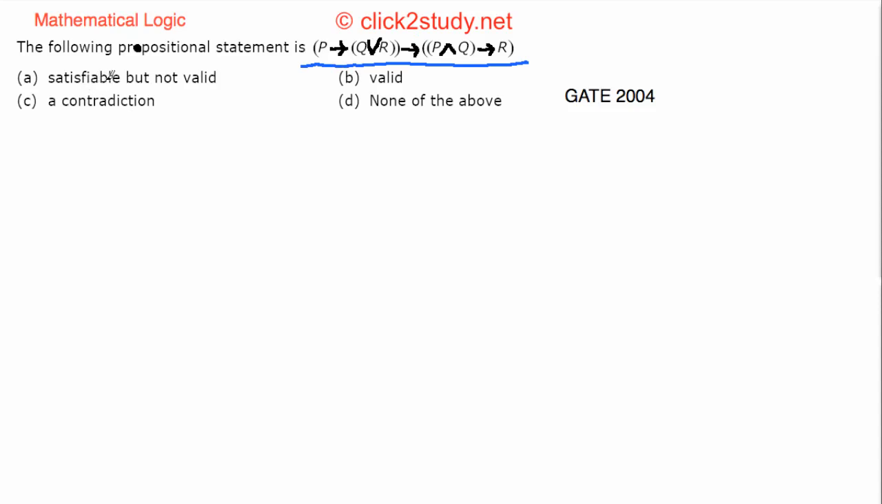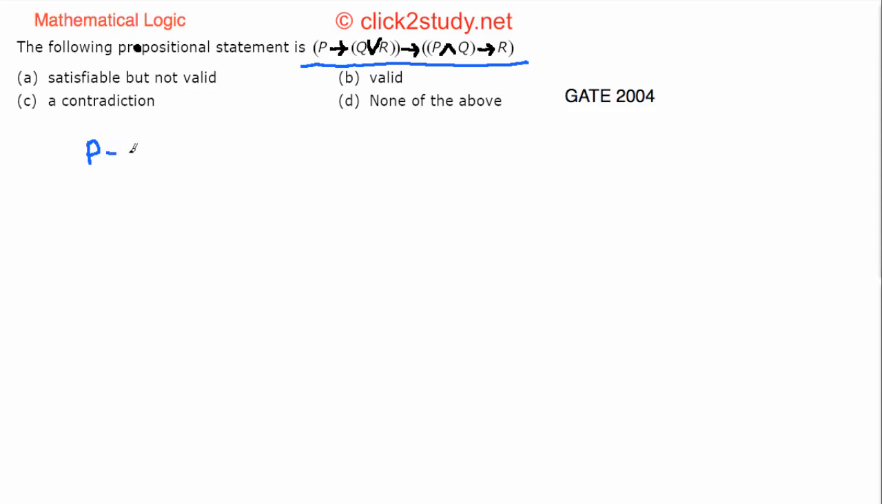What is satisfiable? The statement is satisfiable if you can give truth values to p, q, and r and make this whole thing true. And what about valid? Valid is when it is always true, a tautology. What about a contradiction? When this thing is always false. So you have to play with this and find out what it is. So let's do that. I'm going to write it down.